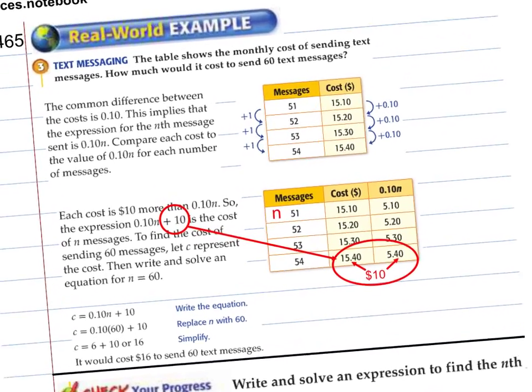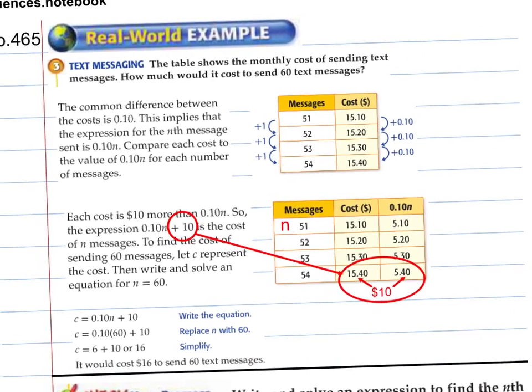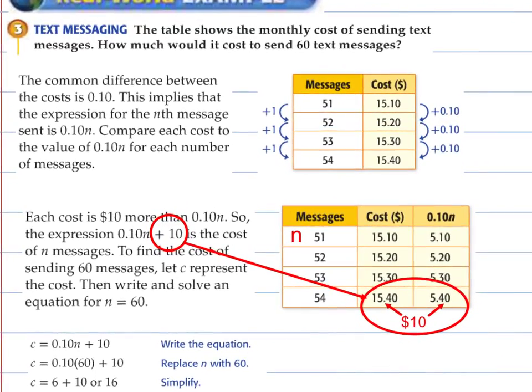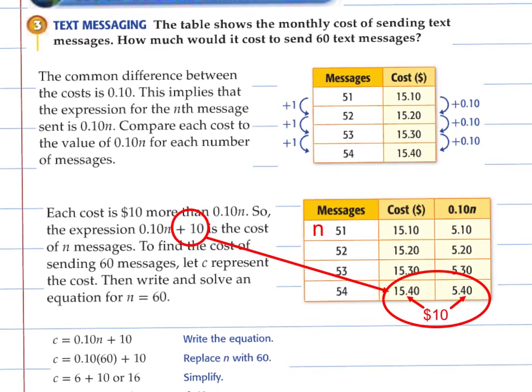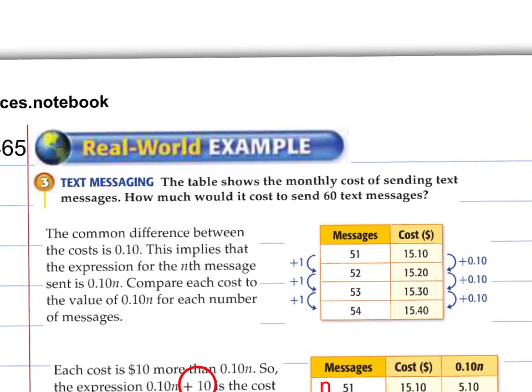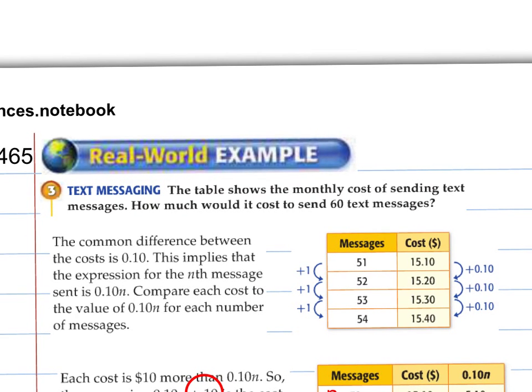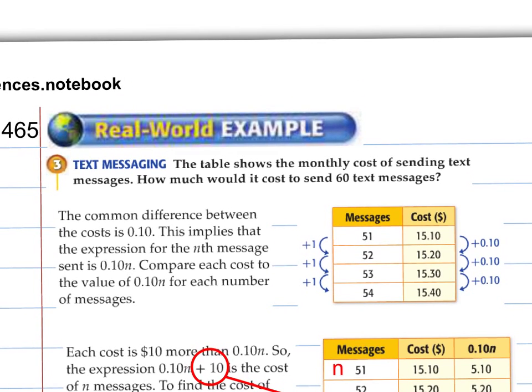Text messaging, some real world example here. The real world example says that the table shows the monthly cost of sending a text message. How much would it cost to send 60 text messages? So we look at our table, and this is in your book, page 465, and we look at the number of messages sent and what it costs.